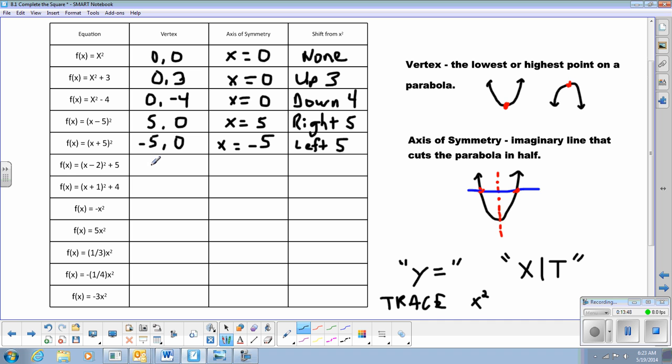So I'll let you finish this table out, and when you finish it, I do have an answer key, and you're more than welcome to take a look at it. And if you have any questions, feel free to ask.